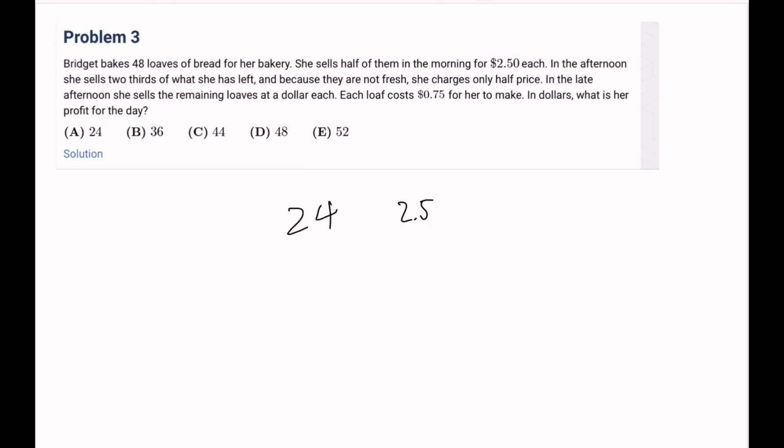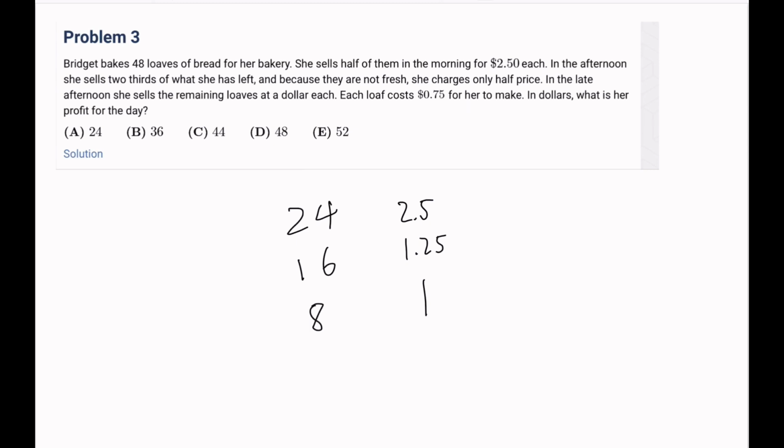Okay, so if she sells 2/3, then since she has 24 left, she would sell 16, right? And half price, so it's $1.25. And in the late afternoon, she sells the remaining loaves at $1 each. So there's 8 remaining, $1 each. And so in dollars, what is her profit for the day? Okay, and each loaf costs 0.75.